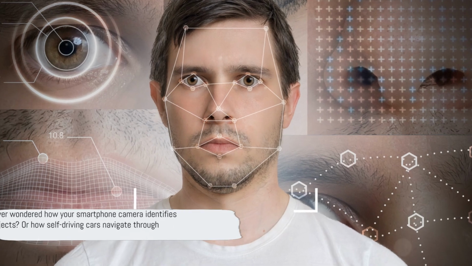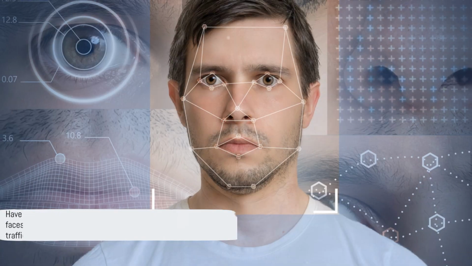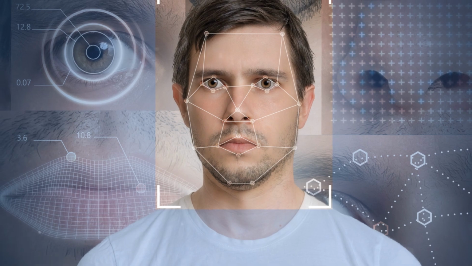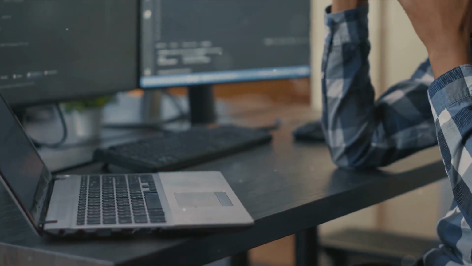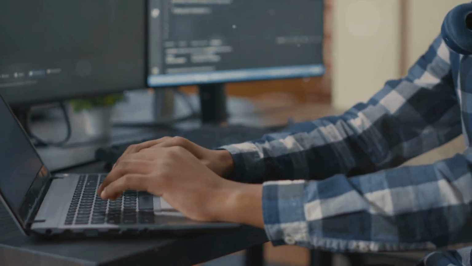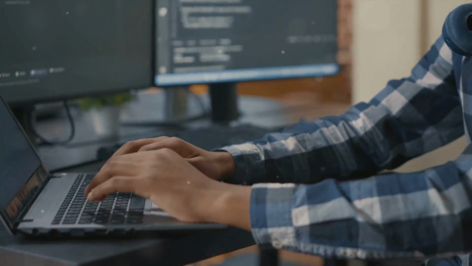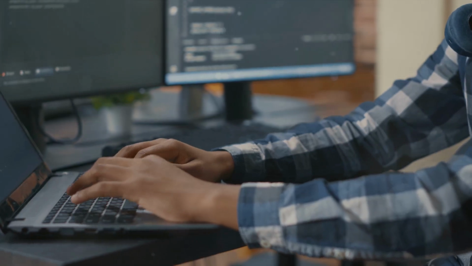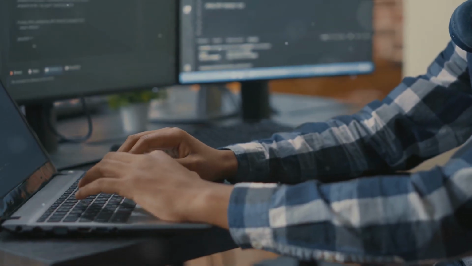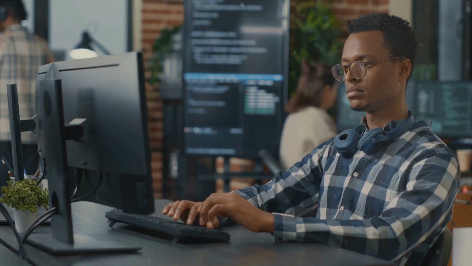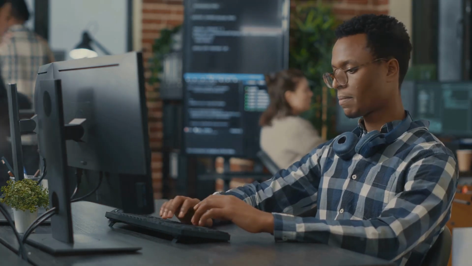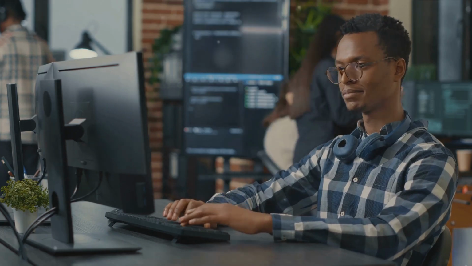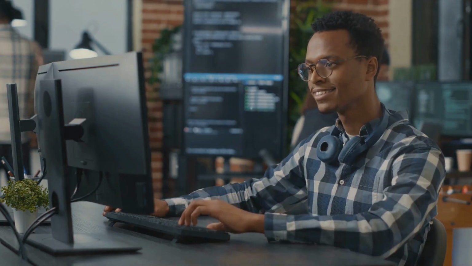Have you ever wondered how your smartphone camera identifies faces or objects, or how self-driving cars navigate through traffic? In this extraordinary age of technology, machines have learned to see and understand the world around us. Every time you unlock your phone with facial recognition or enjoy the convenience of automated surveillance systems, there's a complex process at work. This process, known as object detection, is a fundamental element of computer vision.